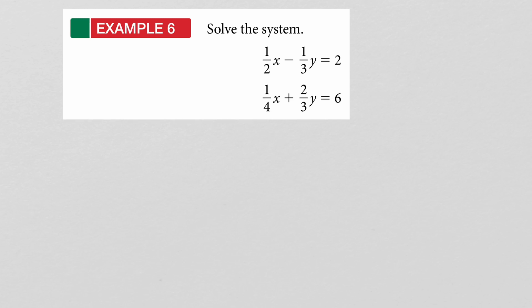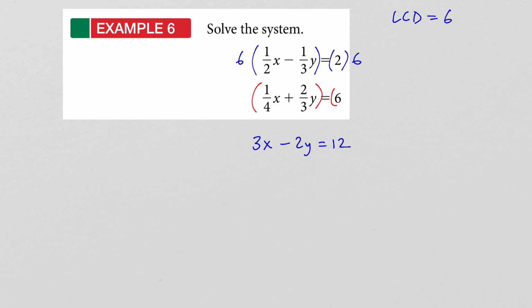Now, what if you're given a system that has a bunch of fractions in it like this one? Basically, what you want to do here is clear the fractions. So the least common denominator of this first equation is 6. So if I just multiply both sides by 6, we're going to get 3x minus 2y is equal to 12. And then for the second equation, notice that the least common denominator there is 12. So if I multiply both sides by 12, we're going to get 3x plus 8y is equal to 72.